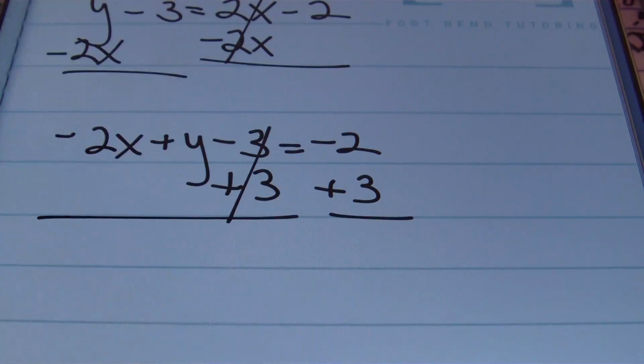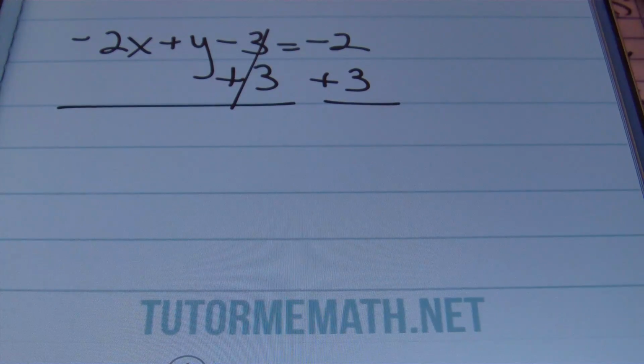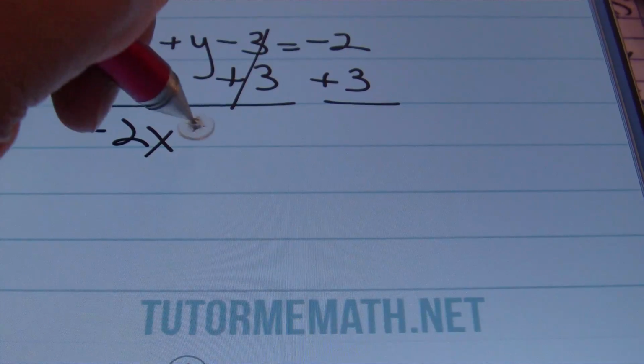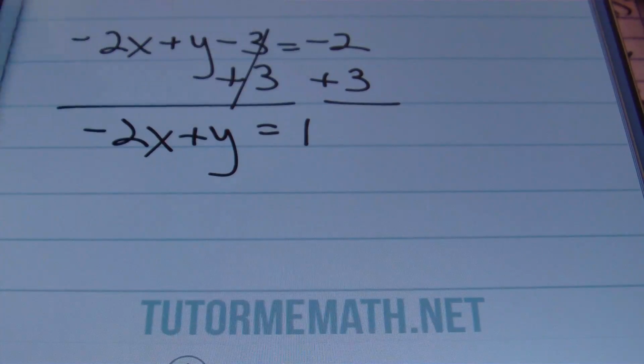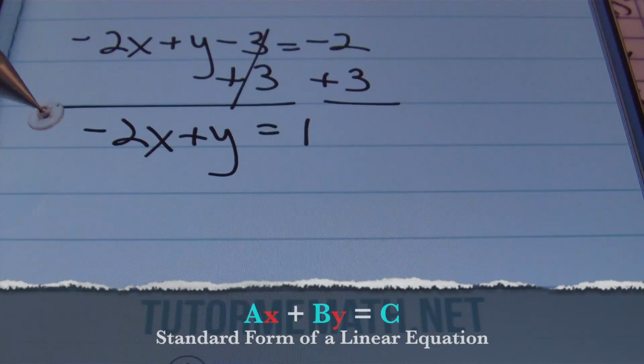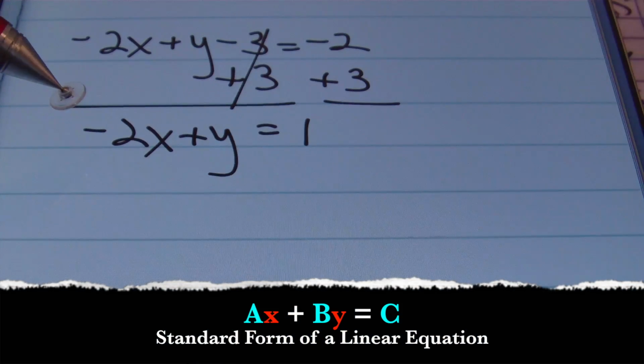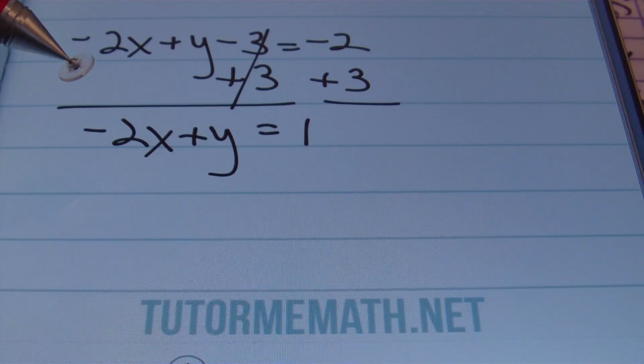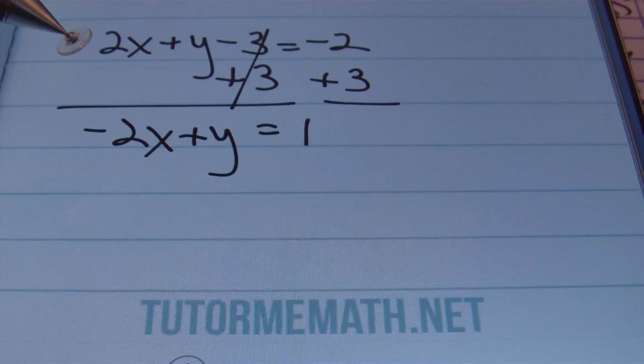The 3's will cancel out, and then I will be bringing down negative 2x plus y, which now equals positive 1. However, this is not standard form, because notice that our a value, that a coefficient, that negative 2, is not supposed to be negative. Our standard form needs to have an a value that's positive, greater than or equal to 0. And since that's the case, I need to get rid of this negative sign.